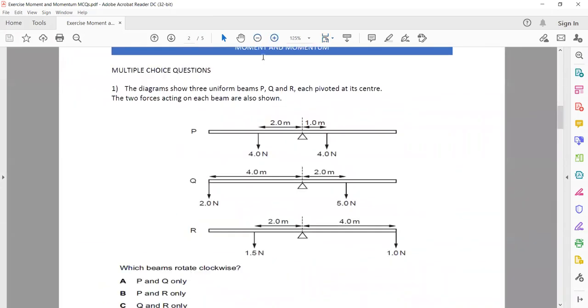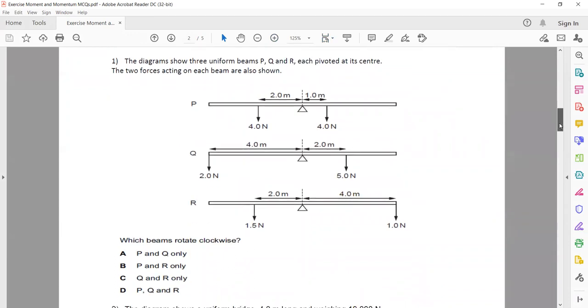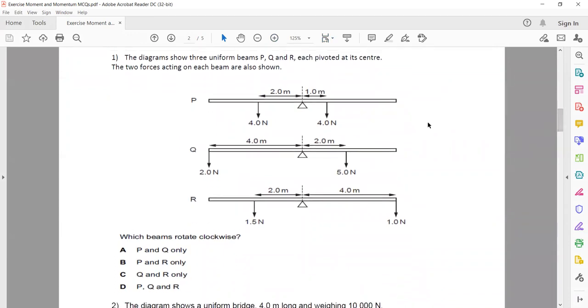In the first MCQ, the diagram shows three uniform beams P, Q and R, each pivoted at the center. Two forces act on each beam as shown. Which beam will rotate clockwise? Basically, which beam has a greater clockwise rotation? When we check P, this 4 Newton will cause a clockwise rotation. The 4 Newton on the left hand side will cause an anti-clockwise rotation.